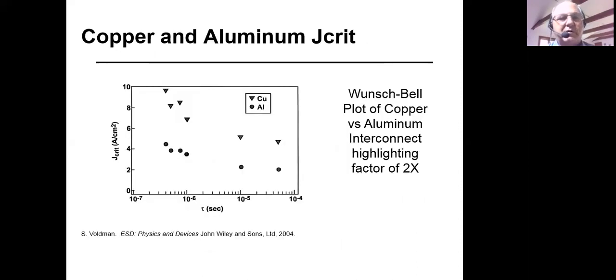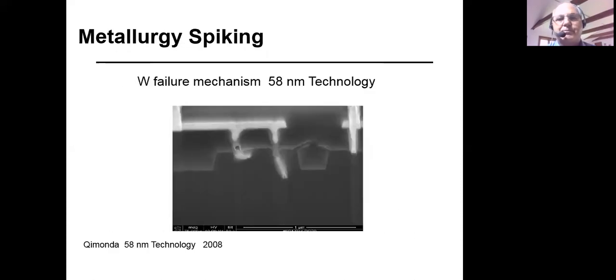Here's an example of the critical current as a function of pulse width for a copper and aluminum interconnect. Aluminum's melting temperature is 660 degrees, and copper's is 1,200. As a result, you can see that the robustness of the copper wire is about 2x the aluminum wire. And actually, this plays out in the failure of chips. You will see a big increase comparing a copper versus aluminum-based design.